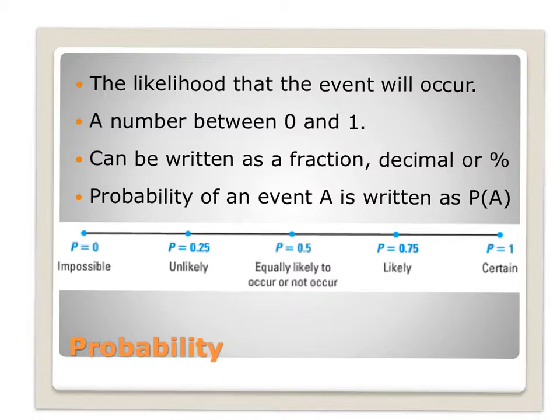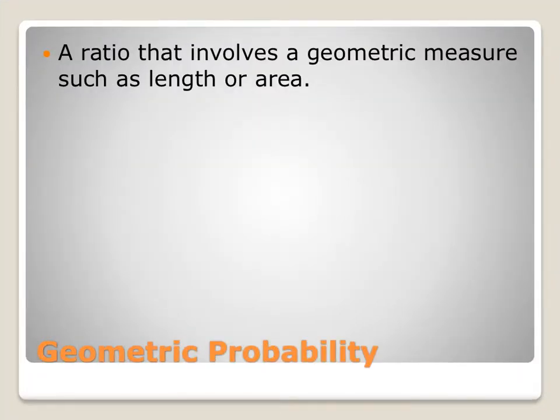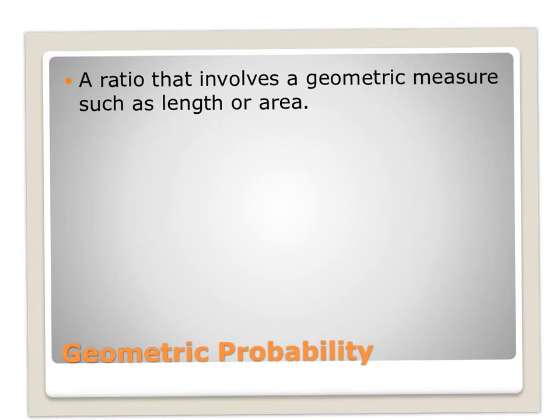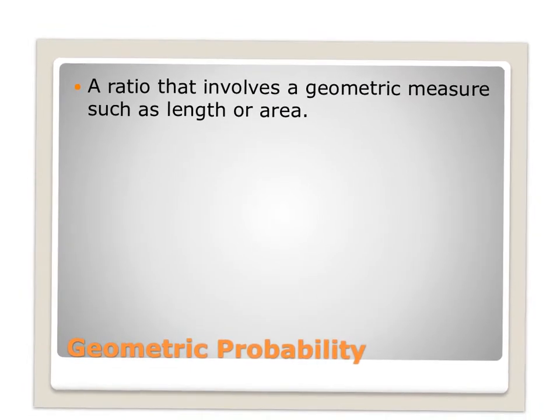If you're looking for something to happen, then you want it to be closer to 1, 100% being the odds that it's going to happen all of the time. Closer to 0 would be something you don't want to occur, like chance of rain, that kind of stuff you would want on the low end. A geometric probability is a ratio that involves geometric measures such as length or area.